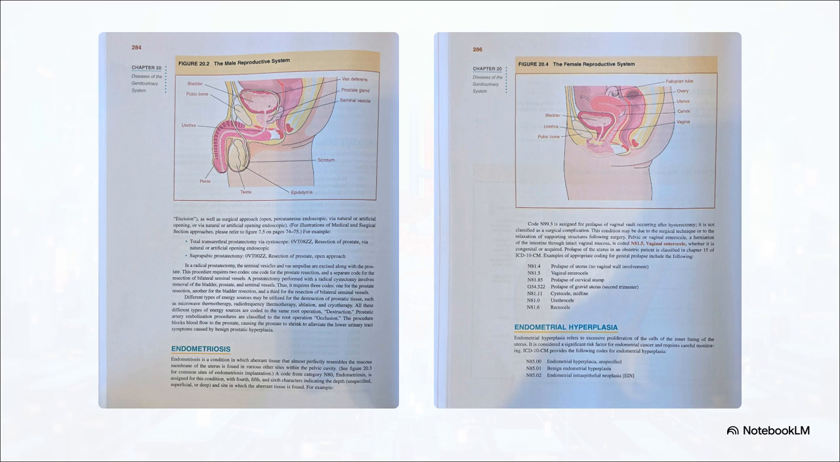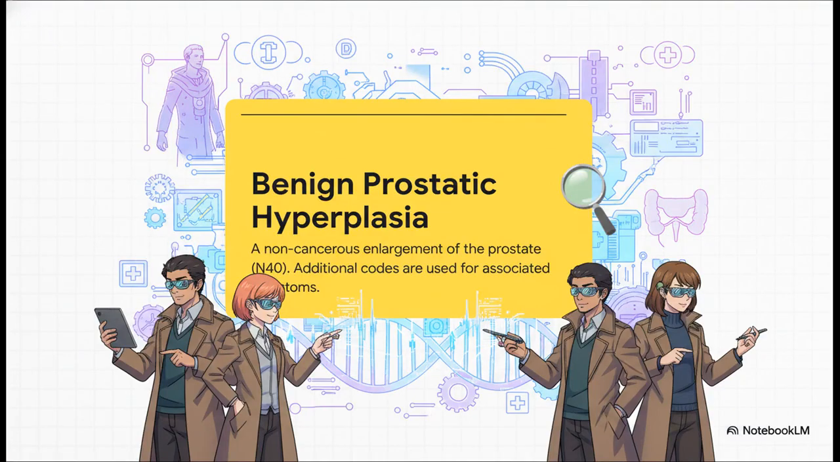Specificity is still everything. It doesn't matter if we're talking about the prostate gland or the uterus, you have to be precise. Let's take BPH, benign prostatic hyperplasia, as an example. The main diagnosis gets a code from the N40 category. But the story doesn't stop there. The coder has to ask, is this condition causing other problems? Things like urinary retention or a bladder obstruction.